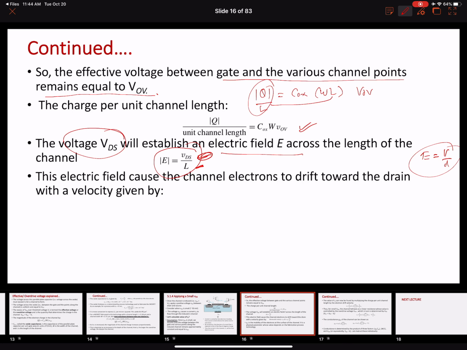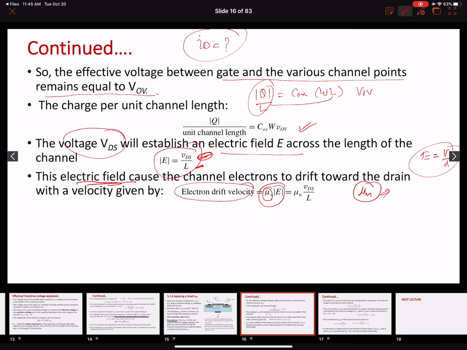Let's define one more term. What we are trying to do here is find ID, and in order to do that we have to define the mobility of the electrons, called the electron mobility, mu n. Electrons travel through the channel from the source to the drain at a specific velocity, called the drift velocity. Once we apply this electric field, it causes the channel electrons to move from the source to the drain. The drift velocity can be defined as mu n times the magnitude of E, and using E equals VDS over L, it is mu n VDS over L.